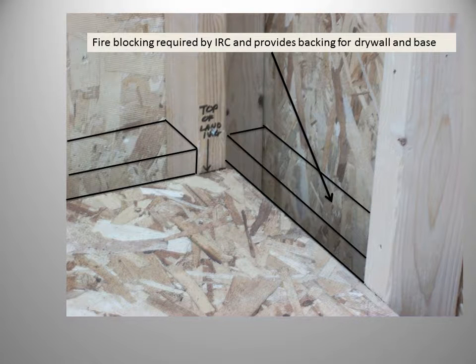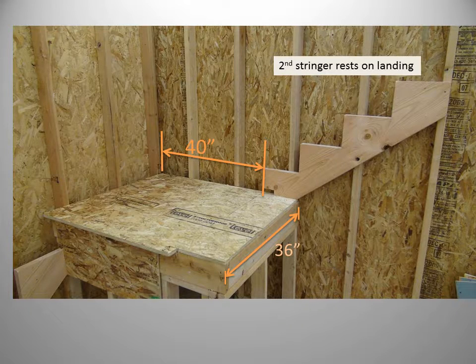Don't forget about fire blocking. Anytime you have a ledger, you need a fire block. We can now install our hanger board onto the face of our landing for the lower stringer. For the upper stringer, we will set the first riser of the upper stringer back 4 inches beyond our code minimum of 36 inches.